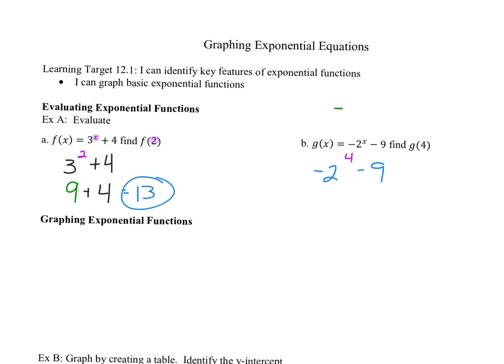If it was written like that, that's what's going on, versus this. If they want the 2 to actually be negative and included and then raised to the exponent, it will be in parentheses. So in this case, 2 to the 4th is 16, and then we make it negative because of the negative in front, so I get negative 16 minus 9, which gives me negative 25. And that's my answer.